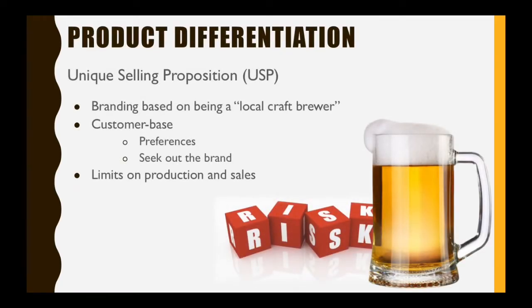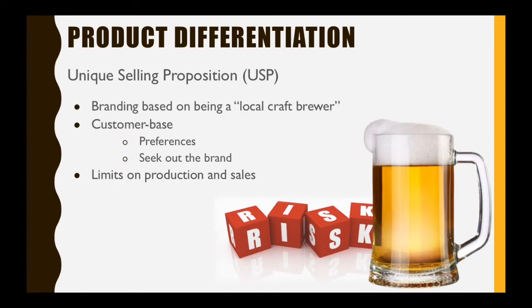So product differentiation, this is one of the main strategies that Big Sky is currently implementing. And like I previously mentioned, it really centers around this idea that you have a unique selling proposition, or a USP. Their branding for Big Sky is currently branding this local craft brewer. And so they get the individuals who come in who are looking for local craft brewers, who specifically seek out not large scale companies, but the companies that are producing at a very local level. So their customer base is based in preferences, and they all have these preferences towards the specific brewing type.